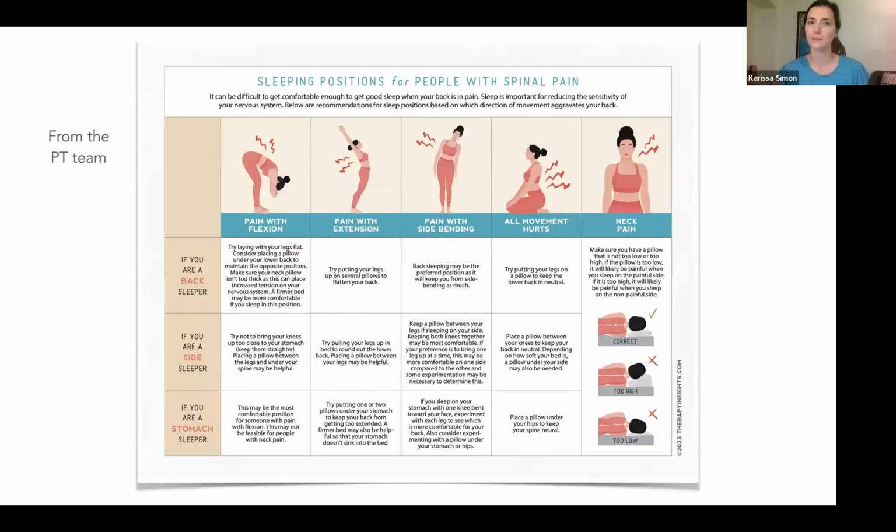And also sleeping positions for people with spinal pain. So again, a 1-page handout. It has some different pictures of different positions that could cause pain and how you should position in bed if you are a back, side, or stomach sleeper. So also a wonderful resource to use for our clients.